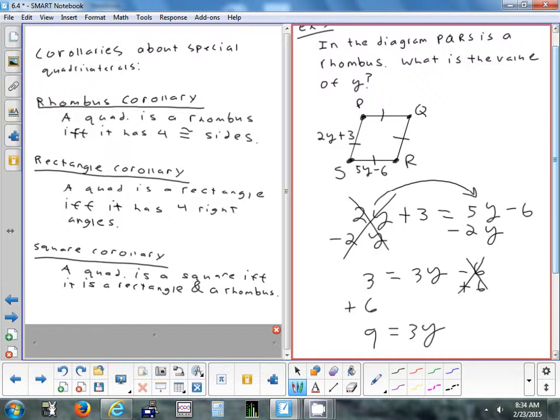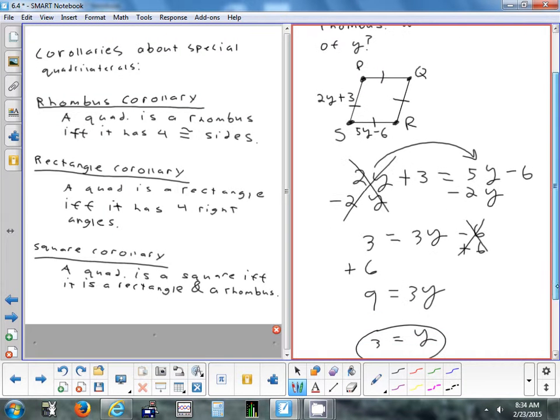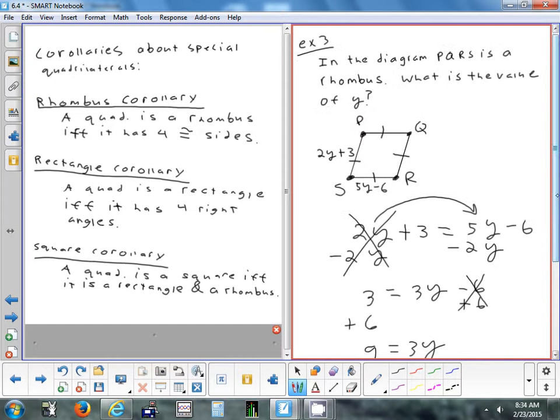Okay, now Olivia, how long is the left-hand side in that rhombus? 9. How about the bottom side? 9. The right side is 9, the top side is 9. All the sides are 9. So now a question I could say, what's the perimeter of that rhombus? You'd have to take the 3, plug it back in, get one of the sides, and just multiply by 4, because they're all the same. They're all 9. Good. Okay, any question on that?